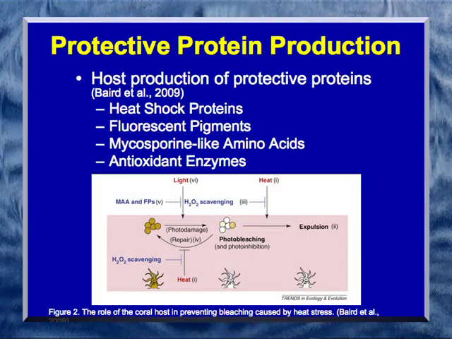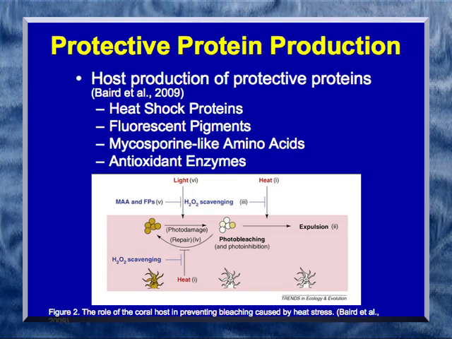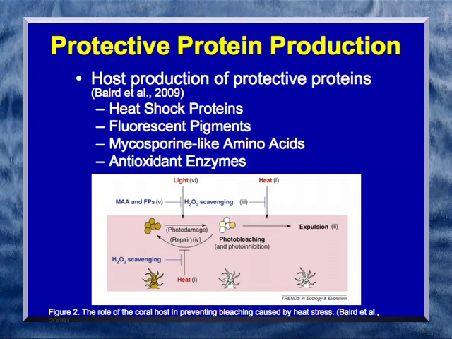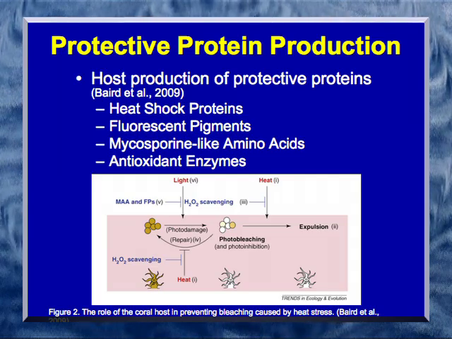So another mechanism is known as the protective protein production, and this is fairly well studied in a lot of model systems, including fruit flies and lab rats and humans, and it has been around since my early study of coral. I isolated heat shock proteins my first year in grad school, so I'm familiar with this mechanism.